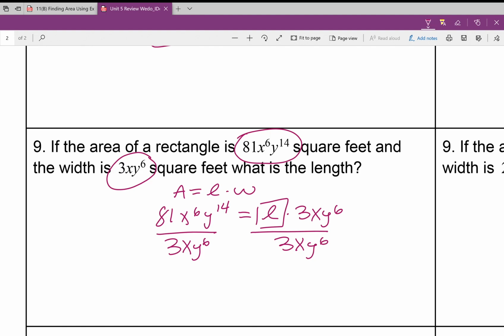81 divided by 3 right here is 27. X to the 6 and x to the 1, we subtract that. That becomes x to the 5. And y to the 14 and y to the 6, we subtract, becomes y to the 8. So this is our length.